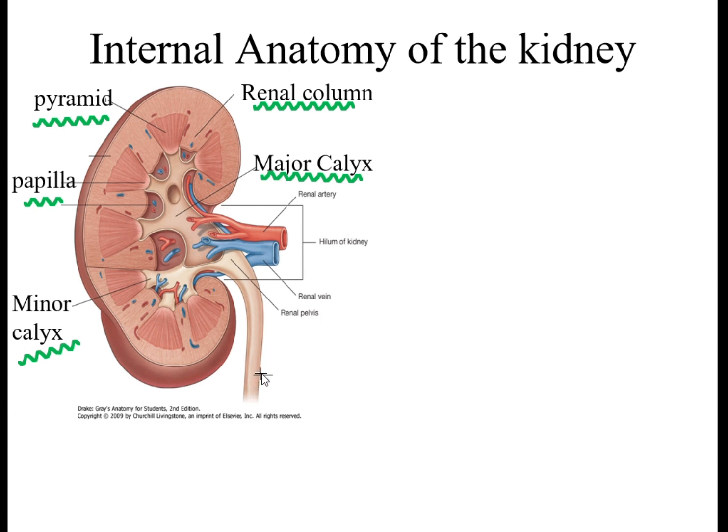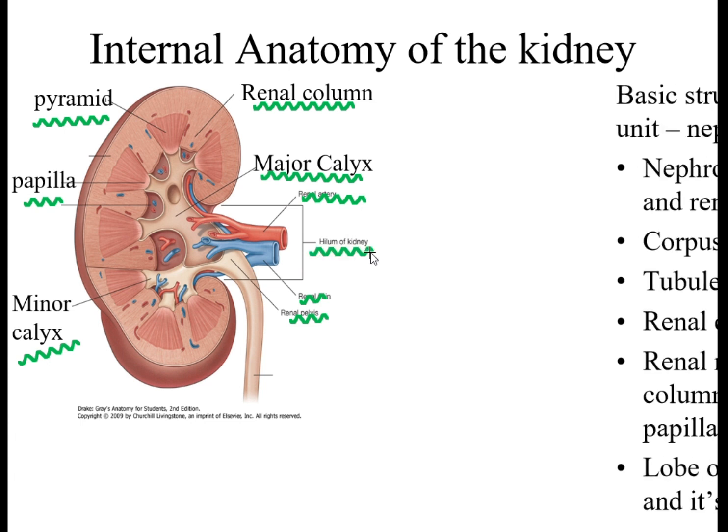This is the ureter, and here the renal pelvis is present, and then this is the renal vein, and this is the renal artery. The renal vein, artery, and renal pelvis all enter at one place, which is called the hilum.